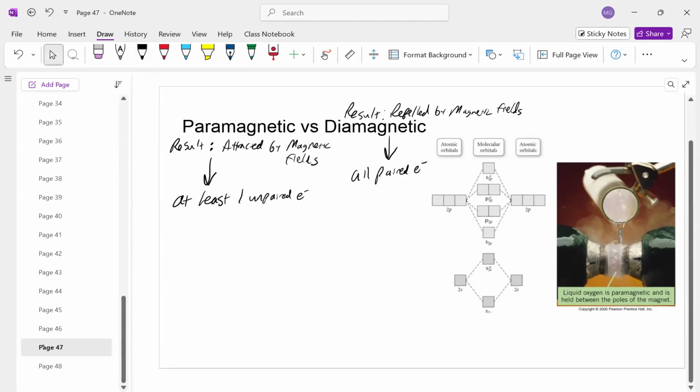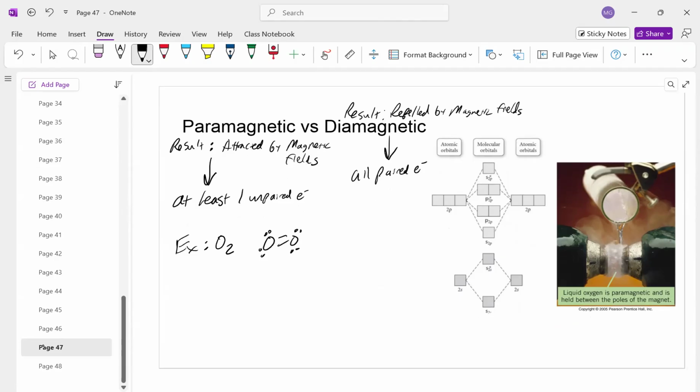All right, we're going to look at oxygen again. If I were to draw the Lewis structure of oxygen, everything looks paired up, right? Like all the lone pairs are paired up and all the bonding electrons, they're all paired up. So oxygen should be diamagnetic, right? It looks paired. But we know experimentally, oxygen is paramagnetic.